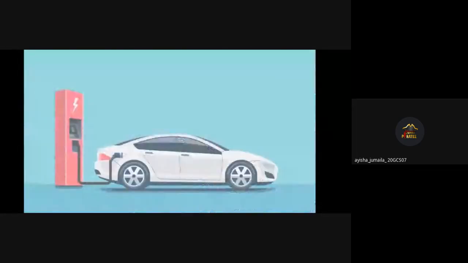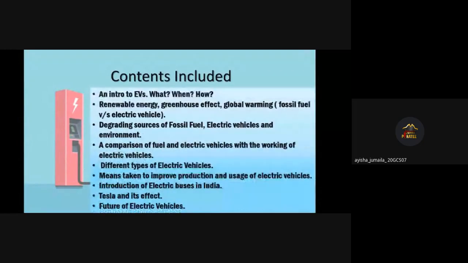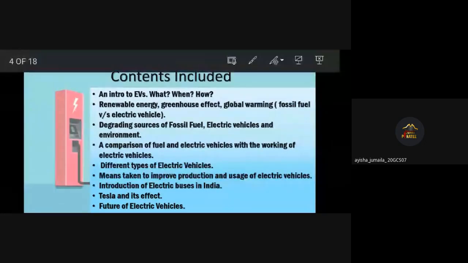Now, let's take a glance at what we are going to cover today. Here it is. We are going to cover an introduction to electric vehicles, or EVs. What is an electric vehicle? When was it founded, and how does it work? Renewable energy, greenhouse effect, global warming, which is environment and electric vehicle effects. Degrading sources of fossil fuel, electric vehicles, and environment will also be covered. A comparison of fuel and electric vehicles with the working of electric vehicles. Different types of electric vehicles, and means taken to improve production and usage of electric vehicles. Introduction to electric buses in India, Tesla and its effects, and also the future of electric vehicles. Next.